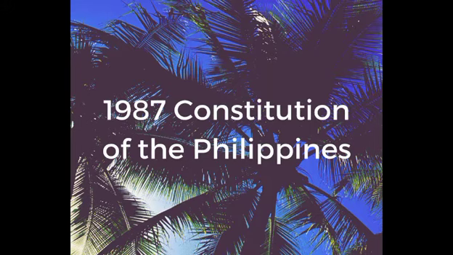1987 Constitution of the Philippines. The 1987 Constitution was ratified on February 2, 1987. The 1987 Constitution features institution of a democratic government, separation of church and state, sovereignty of the people, renunciation of war as national policy, supremacy of civilian authority over the military, and lastly, separation of powers.